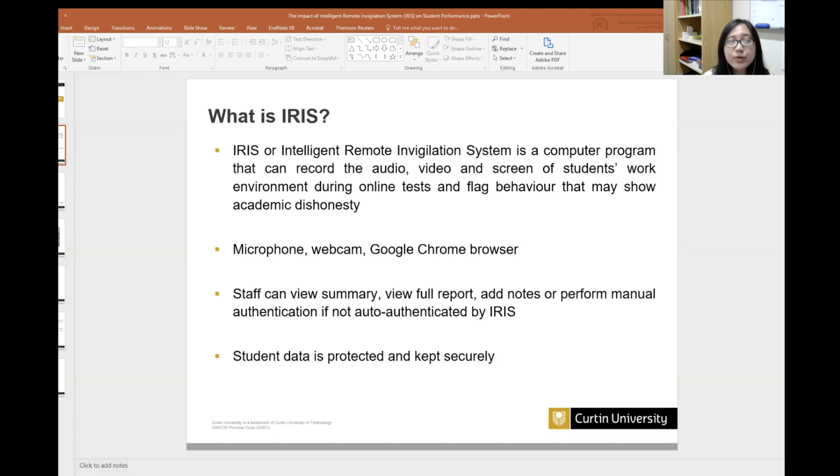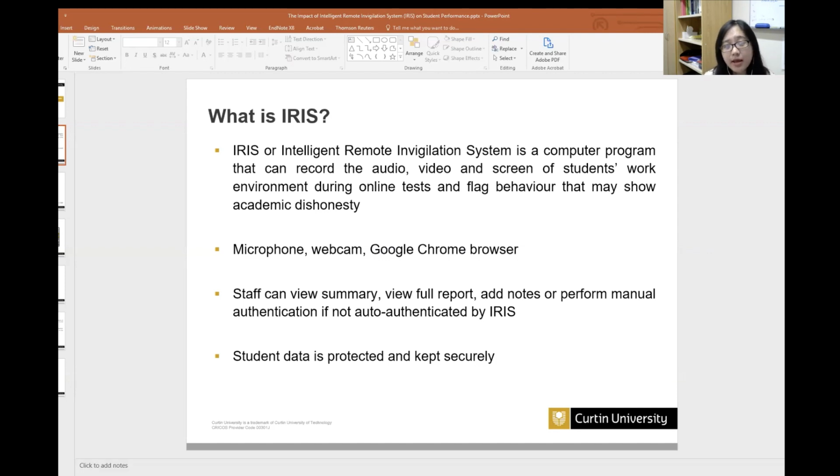So in order to use ARIS, students must have a functioning microphone and webcam, and recording of sound and video must be enabled and not obstructed at any time. Students also need to download the latest version of the free Google Chrome browser because ARIS uses a Google Chrome browser plugin or extension to access students' webcam, microphone, and screen.